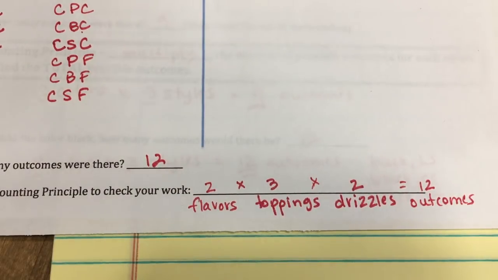All right, so sample space, again, is just a list of all the things that can happen. An organized list of everything that can happen. And then the counting principle is a quick way to check to make sure you have all of the items in your sample space. And you get that by multiplying the number of each event times each other until you get the total possible outcomes.